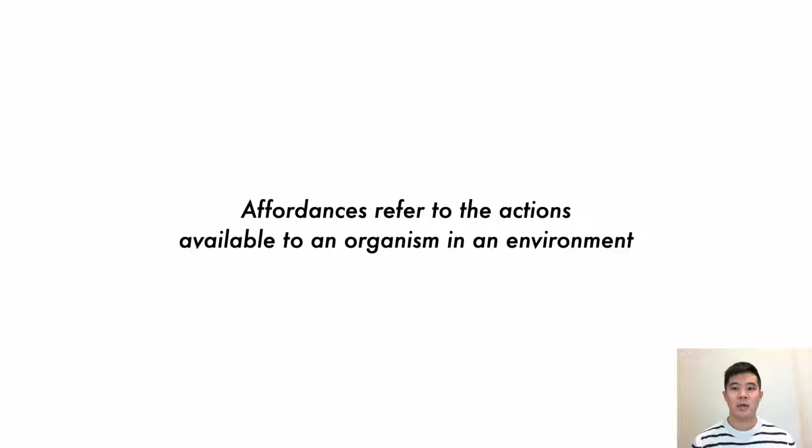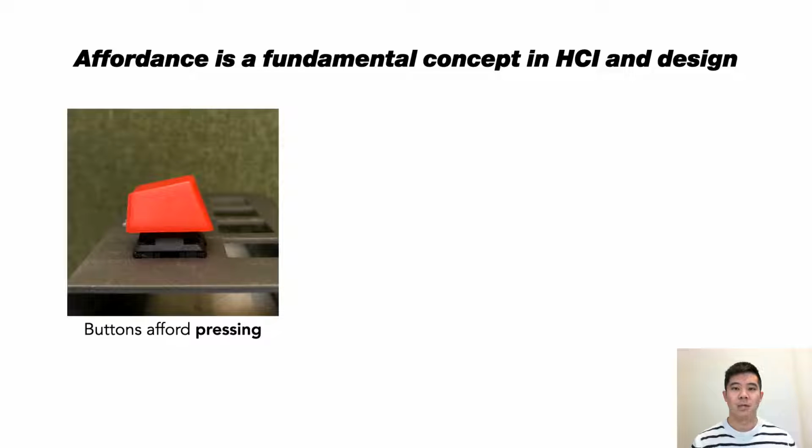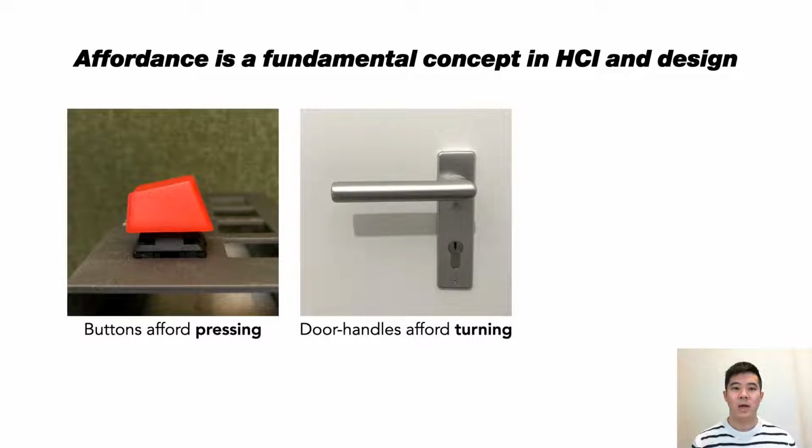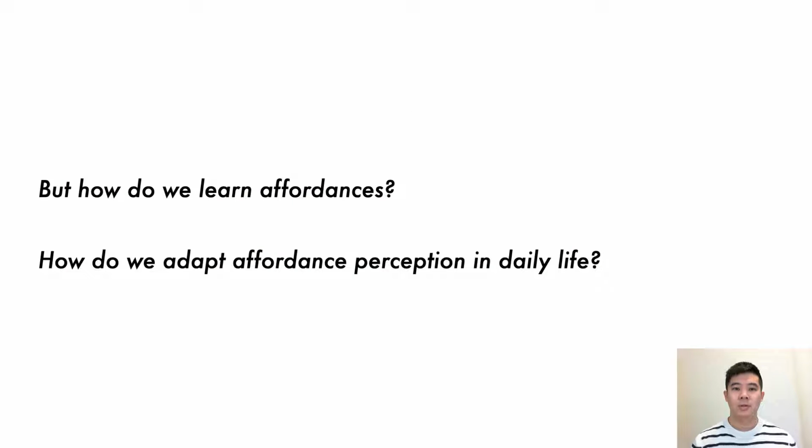Affordances refer to the actions available to an organism in an environment. It is also a fundamental concept in HCI because it explains how users know the reactions for each object. For instance, you can tell a button affords pressing, a handle affords turning, and a dial affords rotating. But how do we learn affordance in the first place, and how do we adapt it in daily interactions?